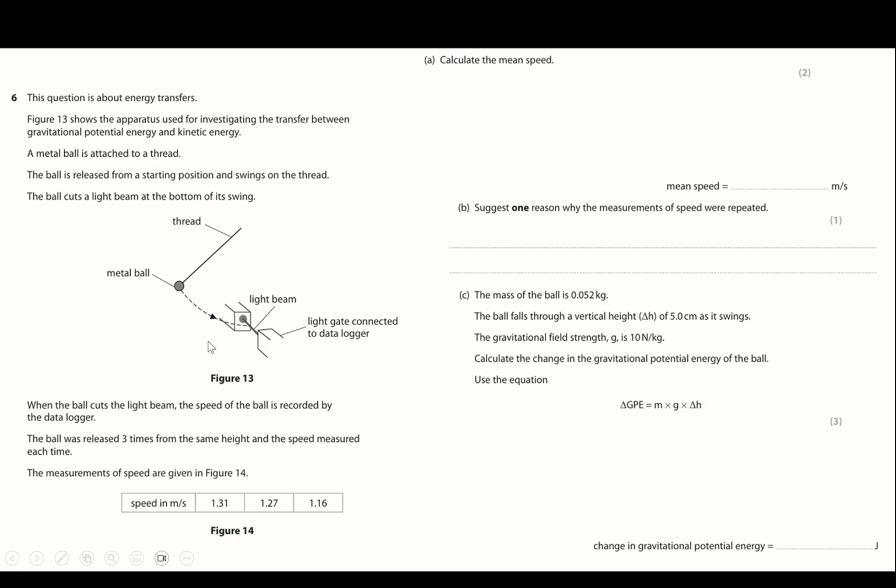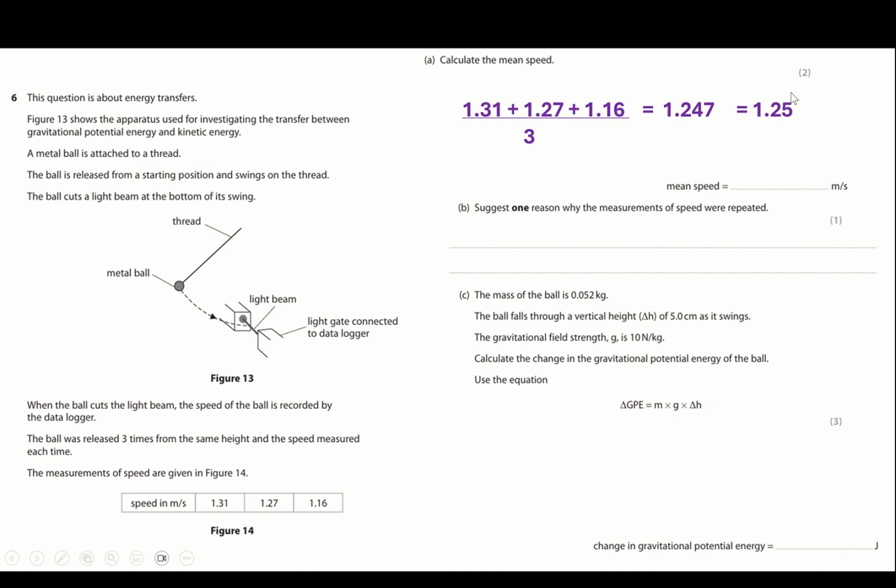of its swing. Okay. When the ball cuts the light beam, the speed of the ball is recorded by a data logger. So they must have plugged into the data logger the distance across the ball. Then we've got these speeds here, and it says calculate the mean speed. So we've got to add these three numbers together. Remember to press equals on your calculator and then divide by 3. When we do that, we get 1.247.